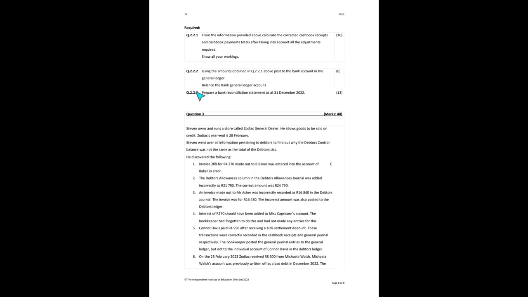And then in 2.2.3, now that you have got the correct totals in your books and you've got the bank statement, you can now go and prepare December's bank recon.